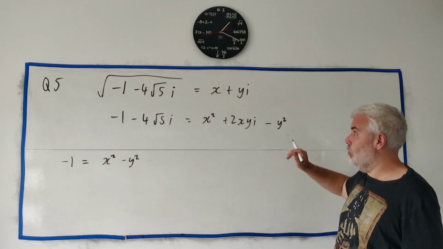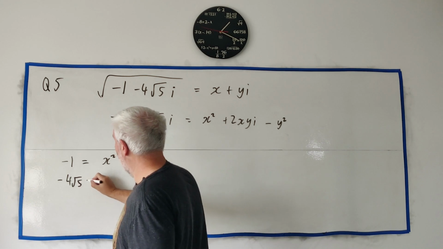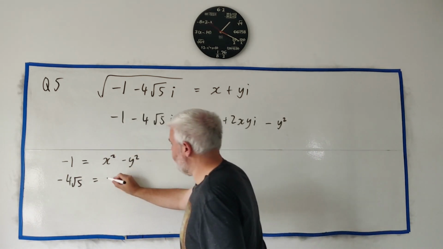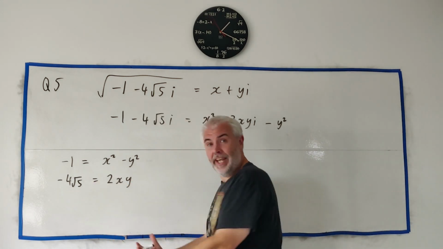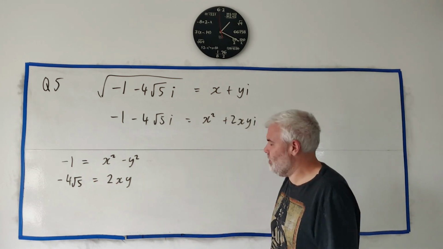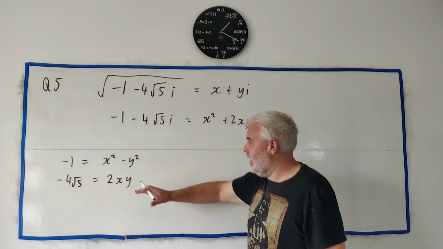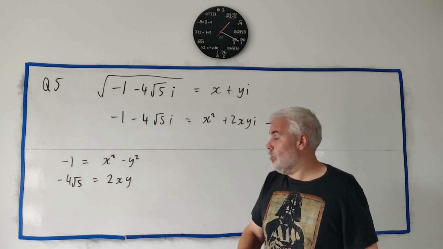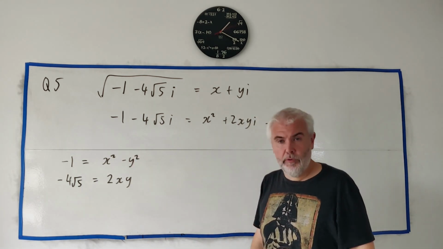But it's also true of the imaginary numbers. So -4 square root 5 is also equal to 2xy. You could leave an i on both of these, but they cancel. i on both sides, divide both sides by i, it disappears. So from this, we get a simultaneous equation. There's two equations, two unknowns. We can solve this. We have x squared and y squared in one of them.